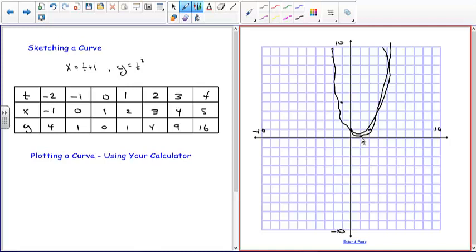So you can do parametric equations on your calculator, but you can't do three-dimensional stuff. You only do two-dimensional stuff.